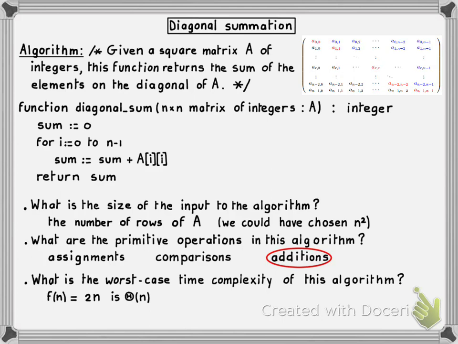It's a very efficient algorithm. If you double the size of the matrix, you double the runtime. If you multiply the size of the matrix by 10, you multiply the runtime by 10. You can't really do any better here, because to return the sum of the diagonal elements, you must go through all n elements on the diagonal. So this is really an optimal algorithm here.